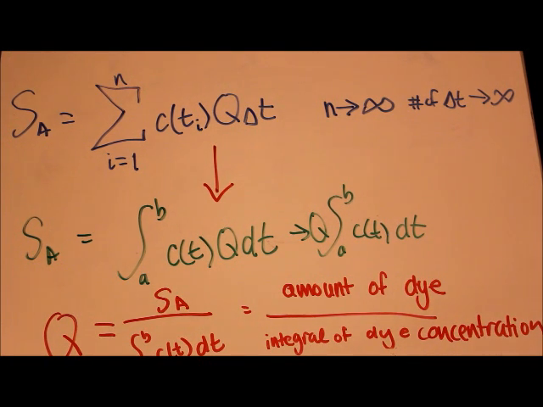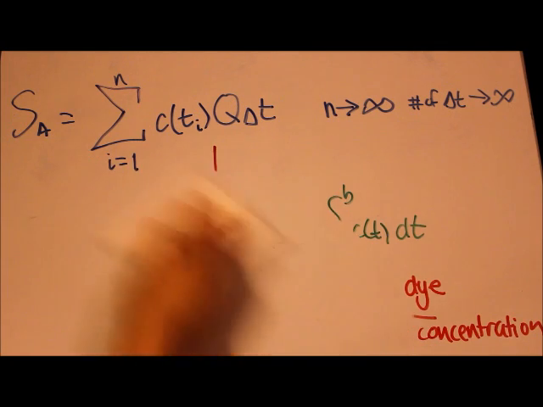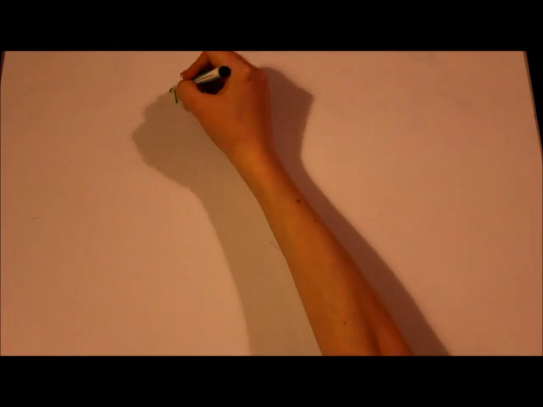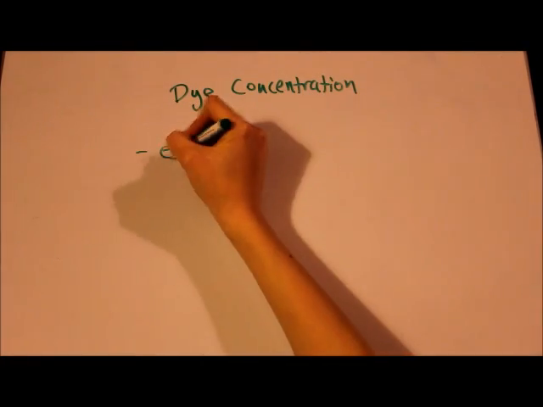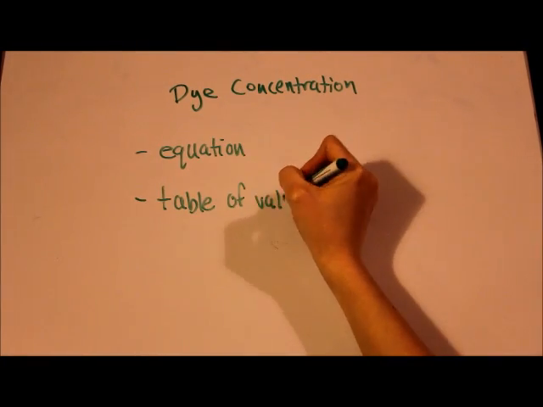Now that we've derived the formula for cardiac output, let's put it to use in some examples. In the textbook, you will see two types of cardiac output questions, ones with the dye concentration equation and ones with the dye concentration table of values. Let's do an example of each.